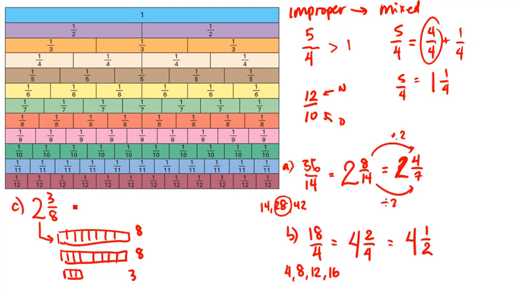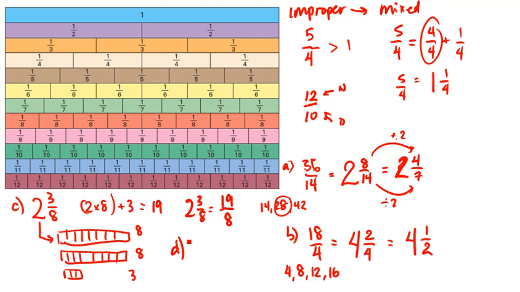How can I do that faster? I do 2 times 8 pieces per chocolate bar, so 2 times 8 plus 3 makes 19. That's 19. So that means 2 3/8 is the same thing as 19/8.